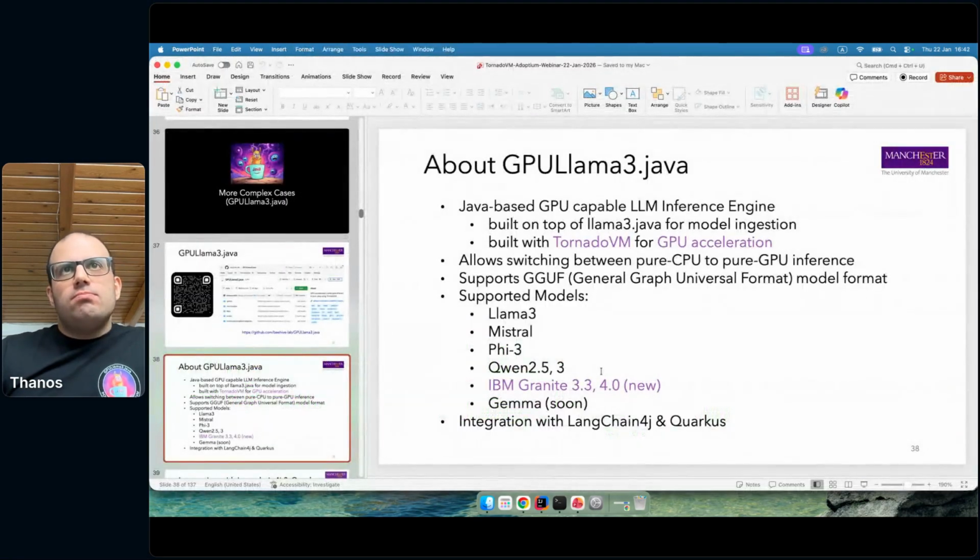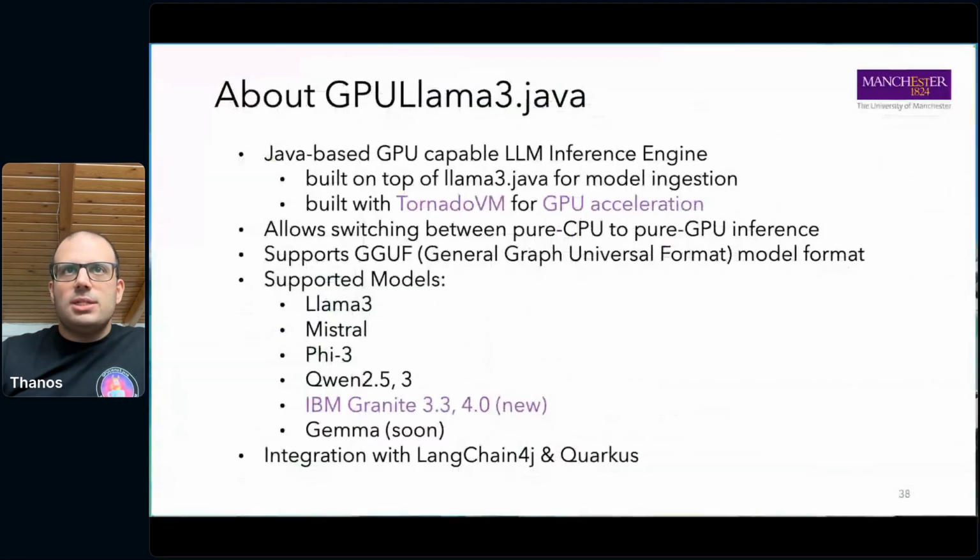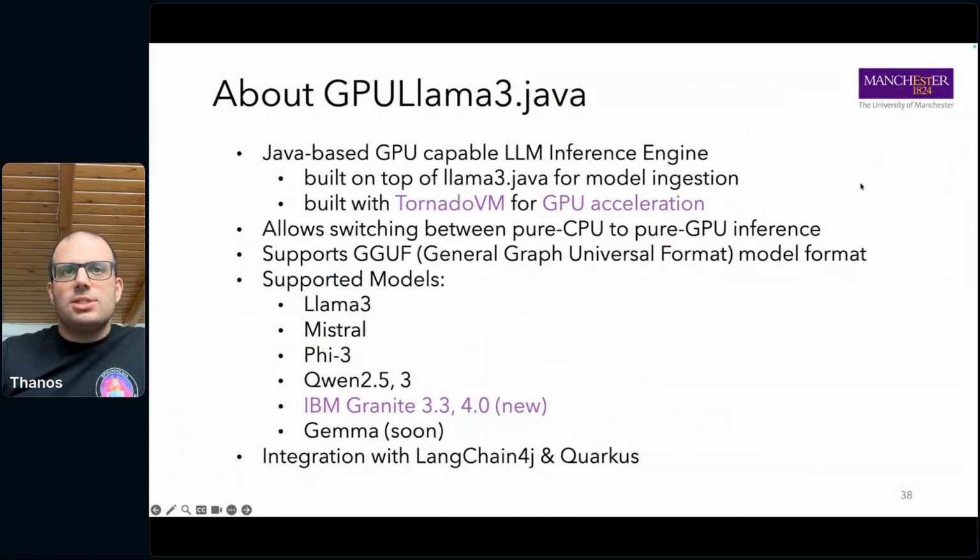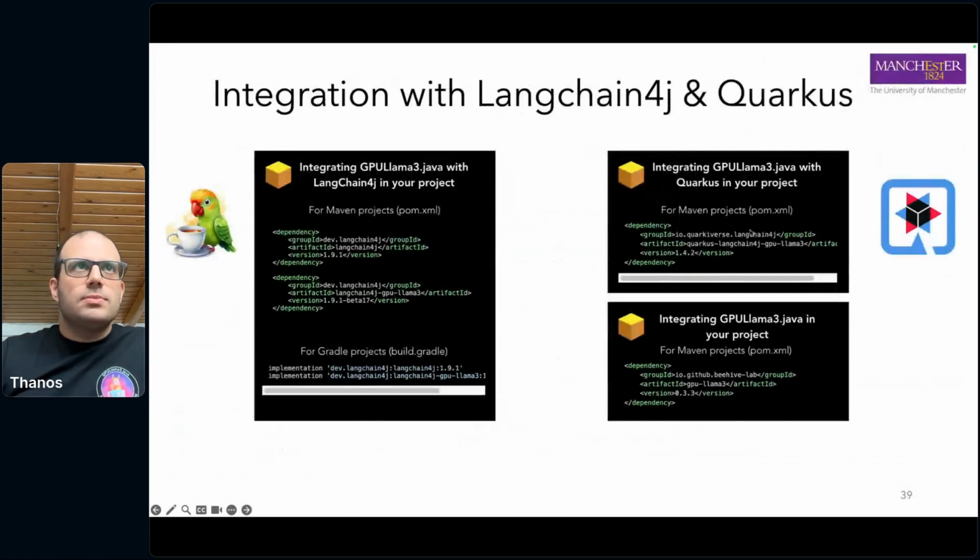Okay, so I invite you to try the project, clone it, and try different examples and different models. And now I think we can jump to the actual integration with LangChain and Quarkus. So as I said earlier, you can simply use this kind of dependencies in the Maven projects that you have and you are running. And you can simply add the artifact ID LangChain4j GPU Llama 3 and the particular version that we support.